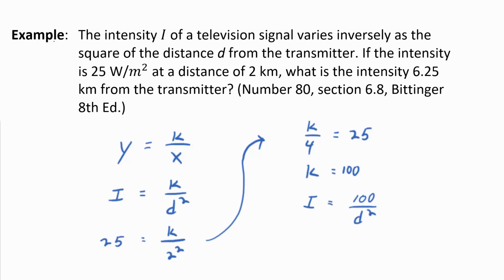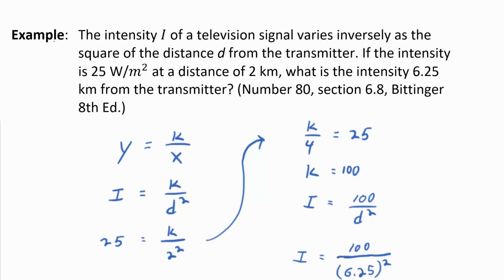Finally, to answer the question, it says, what is the intensity at 6.25 kilometers from the transmitter? So where would you put the 6.25 to answer the question? In for d. So 100 over 6.25 squared. I don't know what that is off the top of my head. I need a calculator for that. So I'm going to stop there.